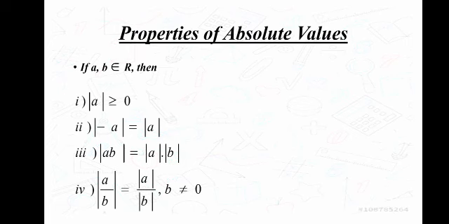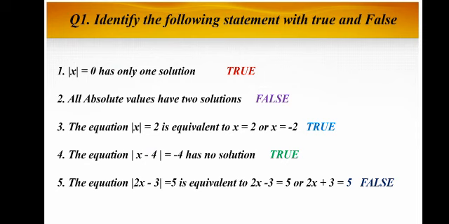Then absolute of AB is equal to absolute A times absolute B, because A and B are multiplying with each other. So it's up to you, you can write it in combined form, or you can split the term. Both are correct. The fourth statement is absolute of A over B is equal to absolute of A over absolute of B, where B is not equal to 0, as this is the property of rational numbers, that the denominator must not be equal to 0. Coming towards question number 1, identify the following statements as true or false.